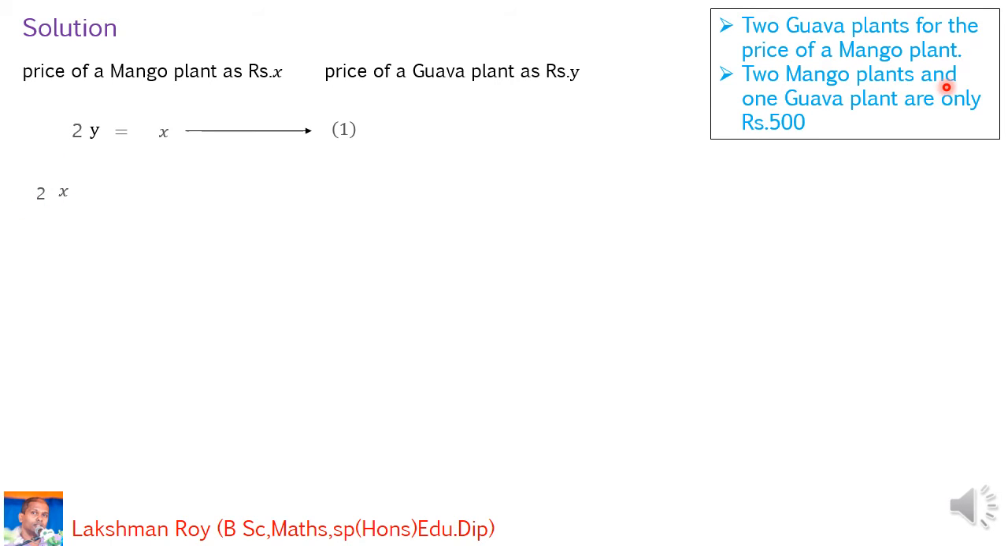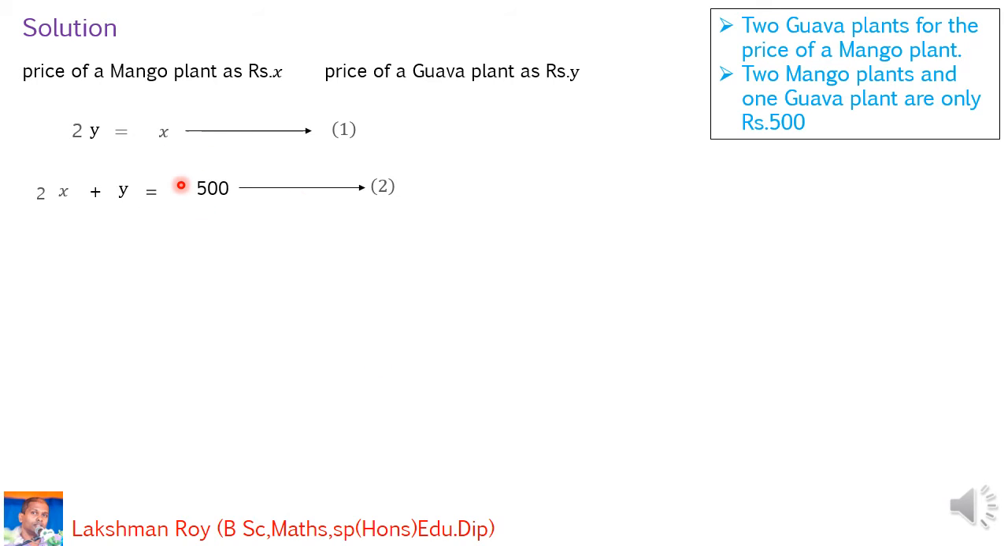And 1 guava plant, see here, 1 guava plant is Y rupees, right? So here it says 2 mango plants and one guava plant, so the addition of these 2 mango plants and one guava plant you can buy for 500 rupees. That means 2x plus y should be equal to 500 rupees. Understand? So we name that equation the second equation, right? This is the construction part, Roman number 1.